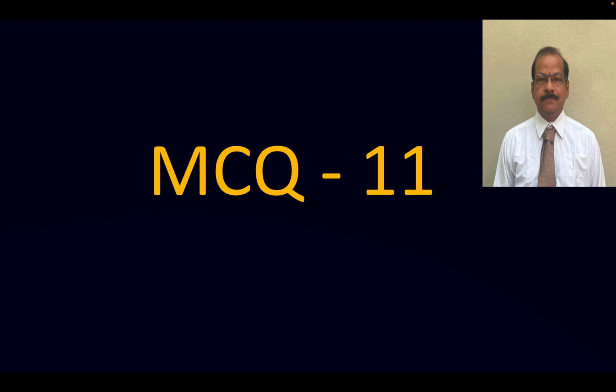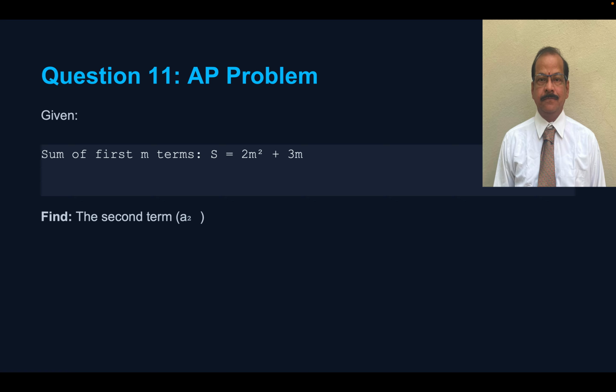Here we go with MCQ 11. This is an arithmetic progression related problem. Yeah, what is given in this problem is the sum of first m terms is provided by an equation S, the sum, equal to 2m square plus 3m. Now what are you asked to find? You are asked to find the second term.